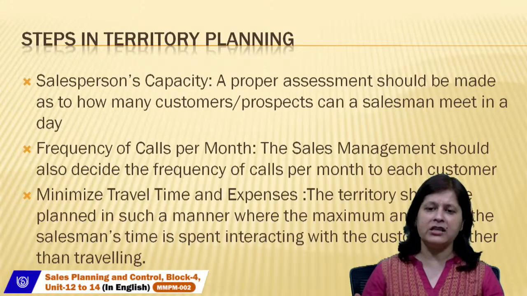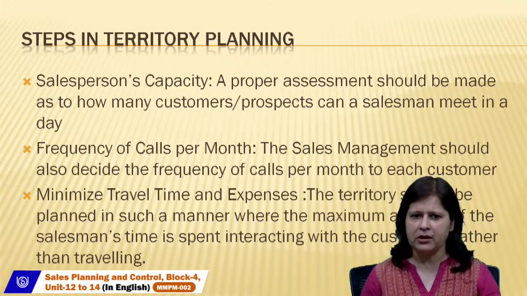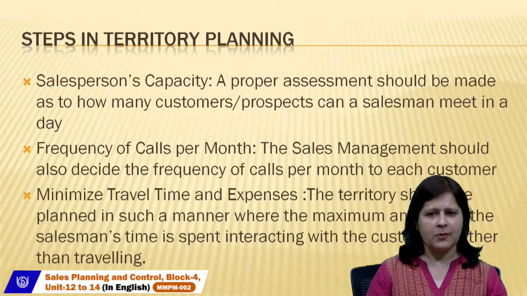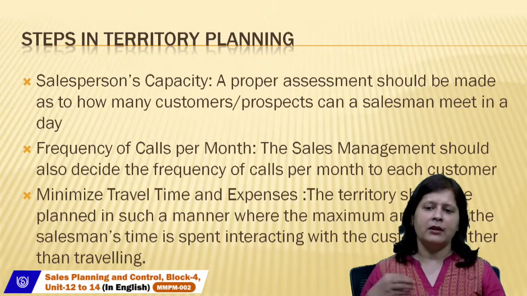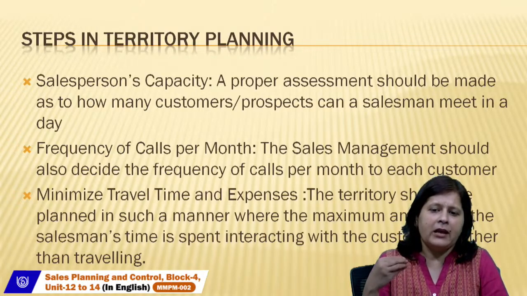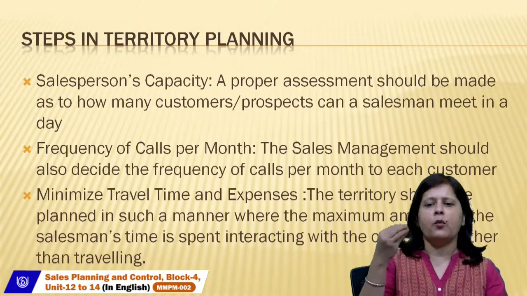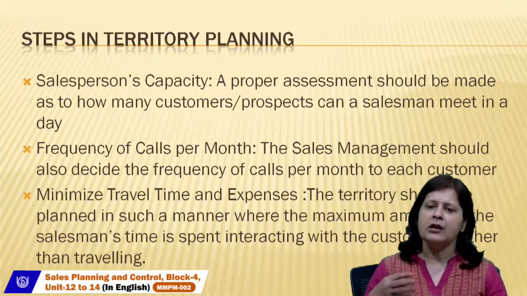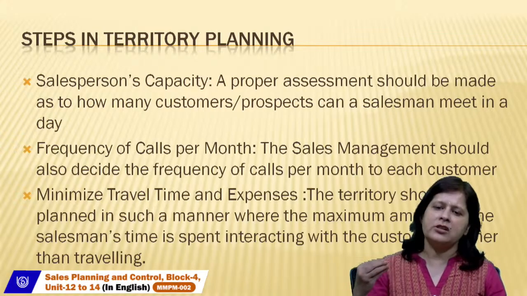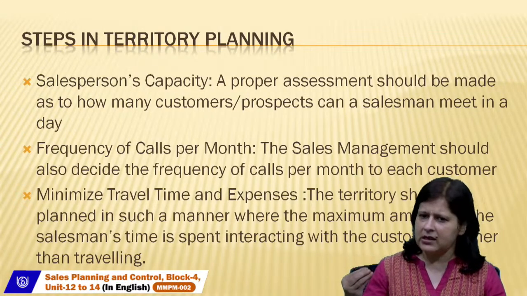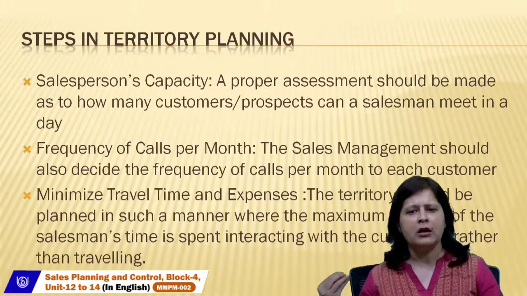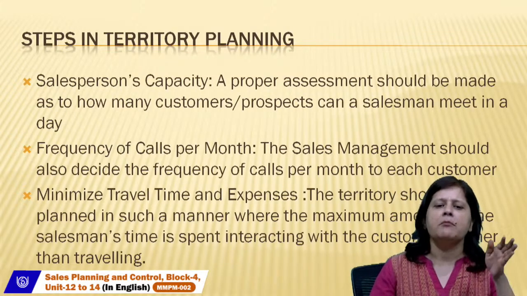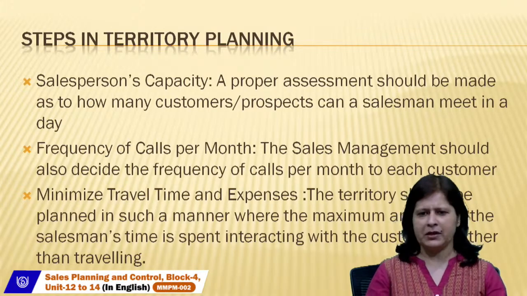Then the second factor is frequency of calls per month. The sales management should also define the frequency of calls per month to each customer. It is not easy, right? Then we define the frequency, how many times a salesperson should visit a particular customer in a month or in a week. So first is the capacity of the salesperson, how many customers one can meet, then the frequency of calls per month, then minimizing travel time and expenses, right?